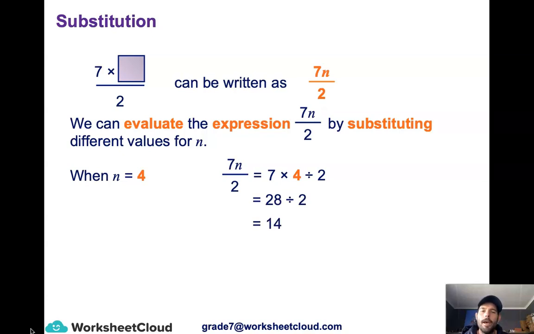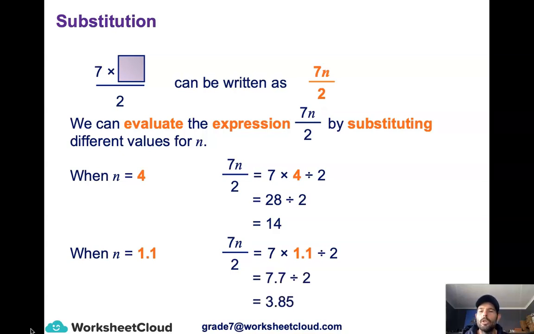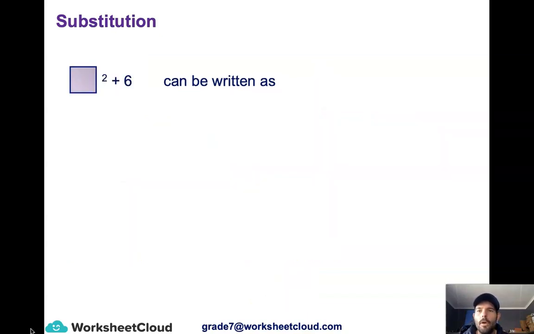Okay. If I said n was equal to 1.1, again, I take the n out, I put the 1.1 in. So that becomes 7.7 divided by 2, which is 3.85. Okay, so make sure you understand the concept of substitution, and go over the slides and go over the examples to make sure that you understand the process involved.